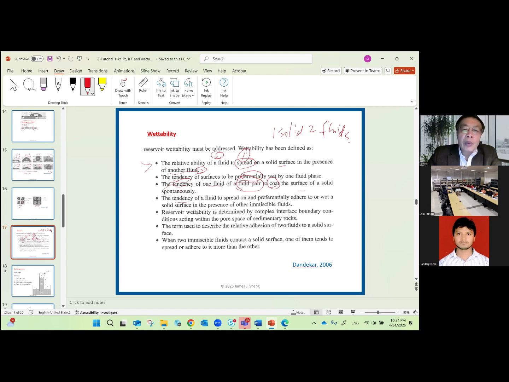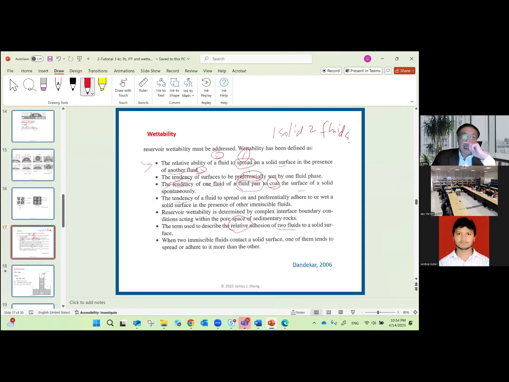Another definition is that reservoir wettability is determined by complex interfacial tension and boundary conditions acting within the pore space of sedimentary rocks. The next one is a term used to describe the relative adhesion of two fluids to a solid surface. The last one is that when two immiscible fluids contact a solid surface, one of them tends to spread or adhere to it more than the other. So all of these are similar.